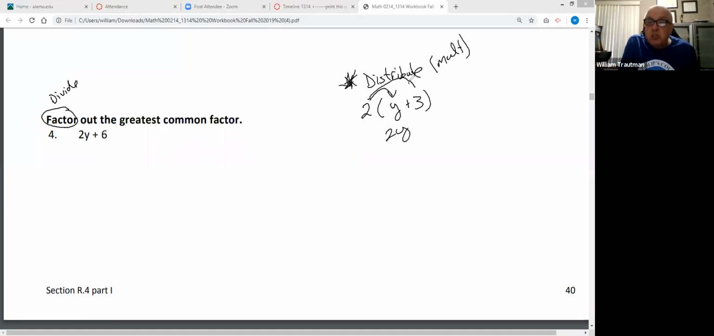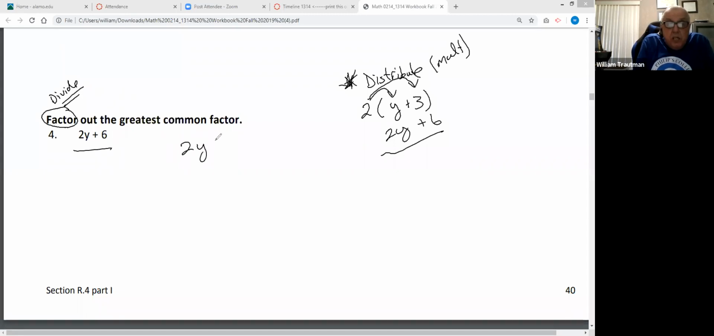2 times y is 2y. 2 times 3 is 6. Look at this, 2y plus 6, 2y plus 6. Distribute means multiply. Factor means divide. So we're going to do the opposite of distribute. I want to take the greatest common factor out of here, the opposite of distribute. That's what finding the greatest common factor is.